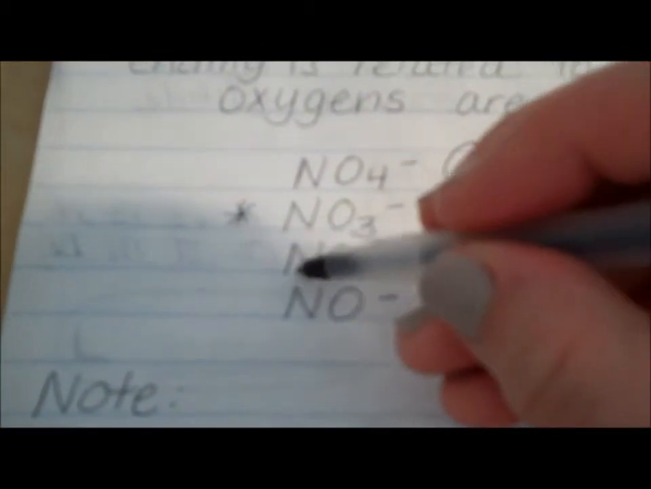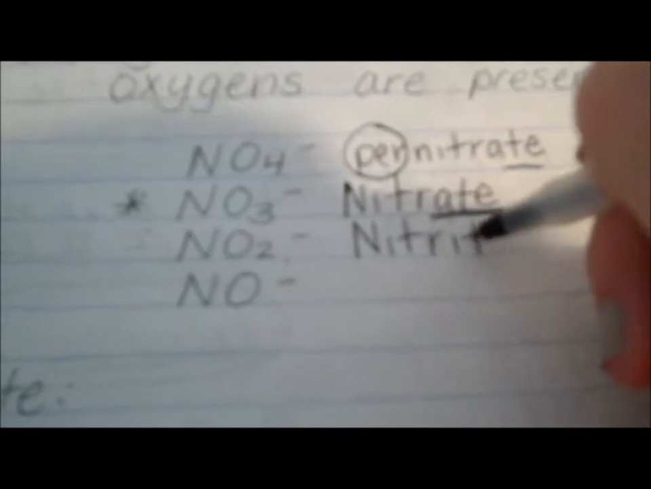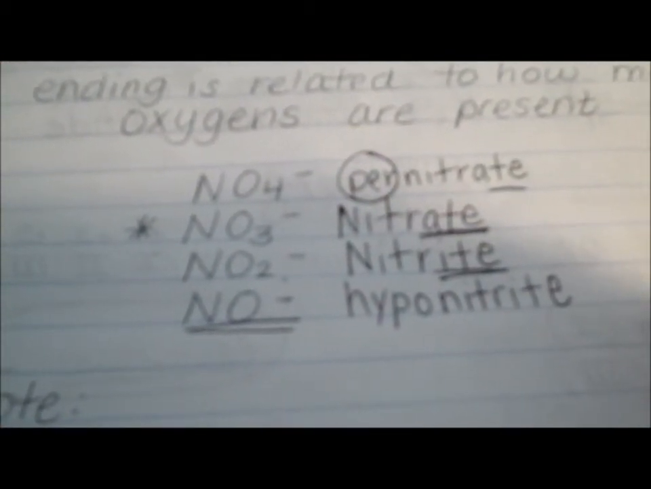Now, when we lose an oxygen, so we become NO2 minus, we're going to change the ending, so it's going to become nitrite. And if we go to the lowest level of oxygens, it's going to have now a prefix. So we have NO minus. It's now going to be hyponitrite. And that's how you look at the naming for all the different species of a polyatomic.